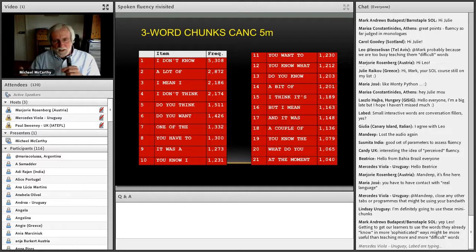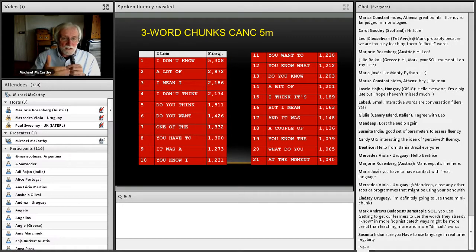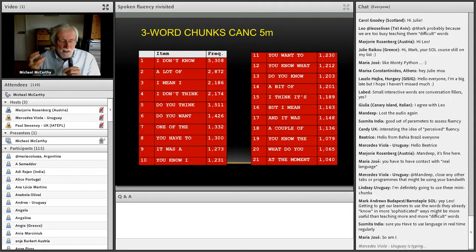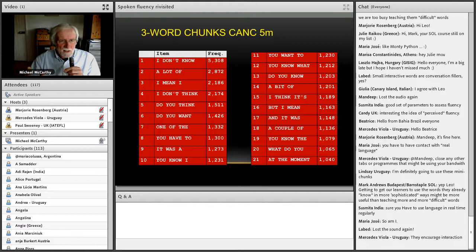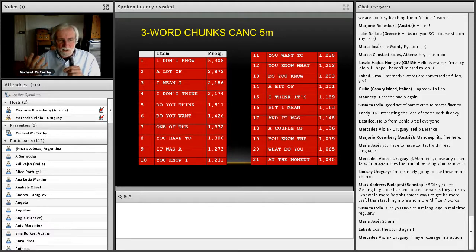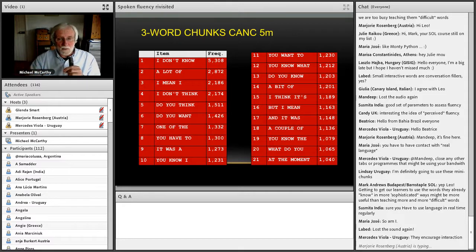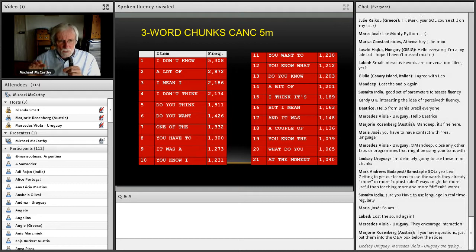When you look at this list of chunks, what jumps out at us is how interactive they are. It's all about you and me. And your ability to use these chunks smoothly, quickly, automatically, not only helps you to sound more fluent, it also helps to create that interactive feeling of being engaged in the conversation, of being a full participant in that conversation. These chunks, by the way, are most common in British and Irish English. But if you look at a list of chunks for North American English, for example, you will find more or less exactly the same ones.